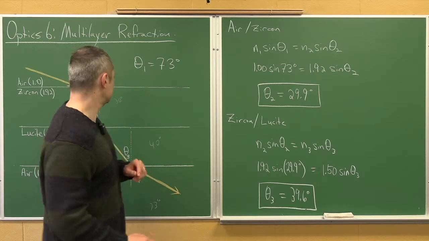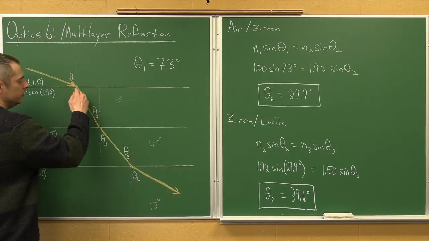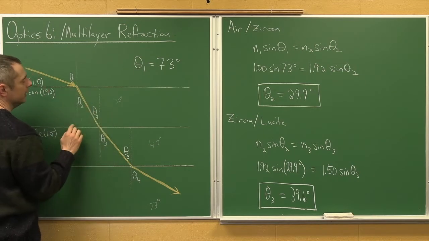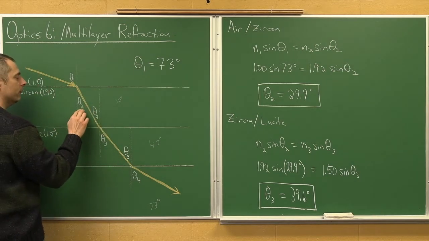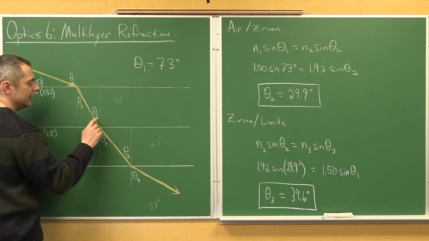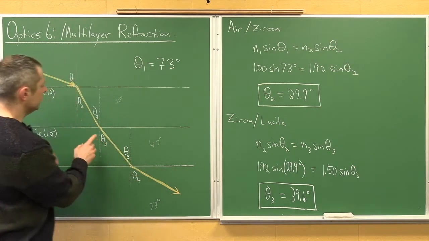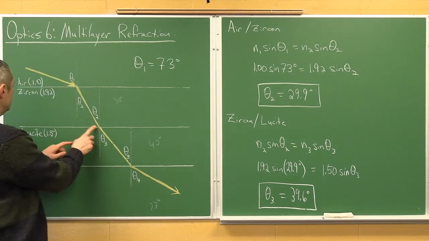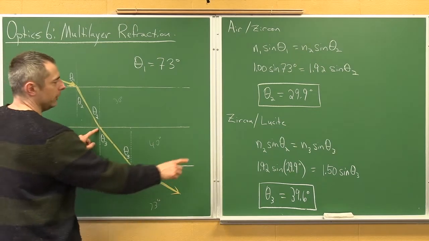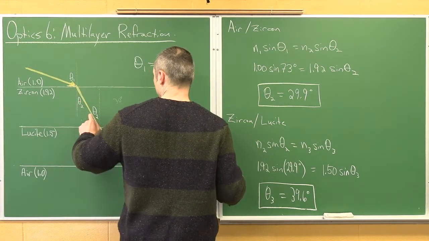The next, so now, as I said, this 29.9, the light comes down, strikes here. This is 29.9. So the refracted ray angle here becomes the incident ray angle here. Both the same angles, so we move on to our second refraction here, which is between zircon and lucite right here. And now we have not N1, but N2.